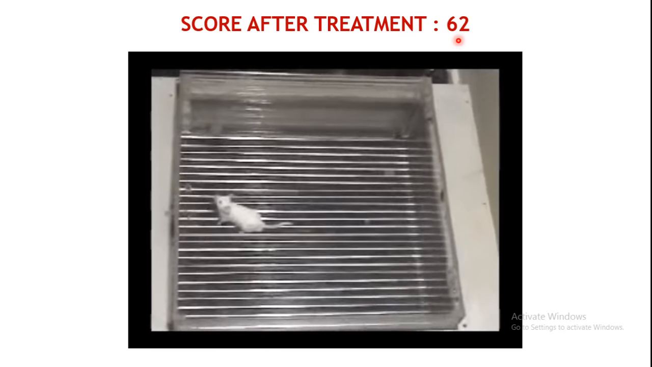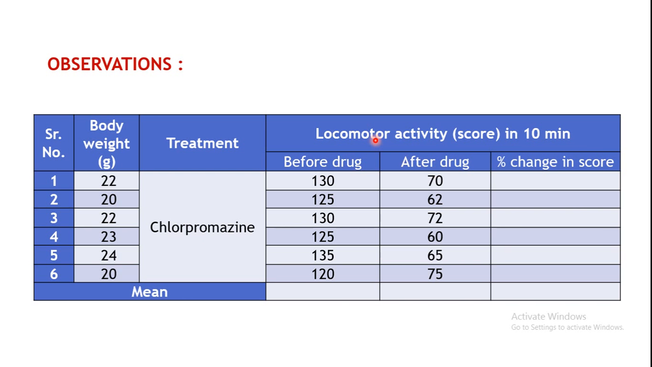Okay, so the animals are numbered from 1 to 6, and the body weight is noted down, that is it is falling within the range, that is from 20 to 25 grams, and the treatment given to all the animals is chlorpromazine. Now the activity score in 10 minutes is noted down for each and every animal before the drug treatment was given. So if you can see that the activity score is ranging from 120 to 135.